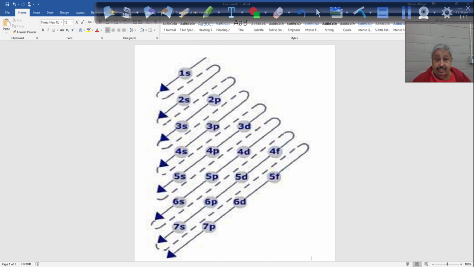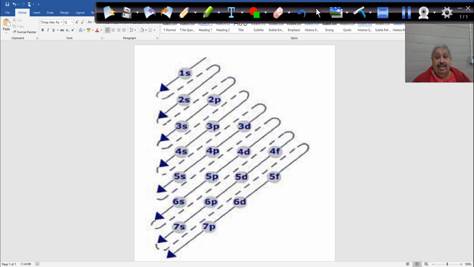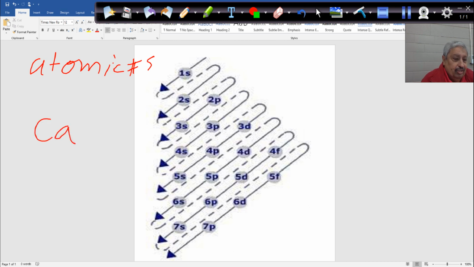Now, we'll do an example here. I'll take a simple one, and then we can take whatever we have. It always goes by the number of electrons, the atomic number. So we are looking at atomic numbers, not atomic mass. Let's take, for example, the first simple one, calcium. What's the atomic number of calcium? 20. Don't worry about this 40, the atomic mass. We are interested in this.